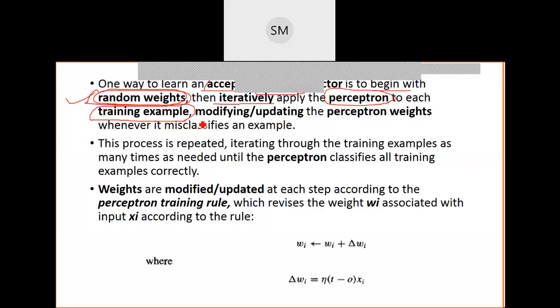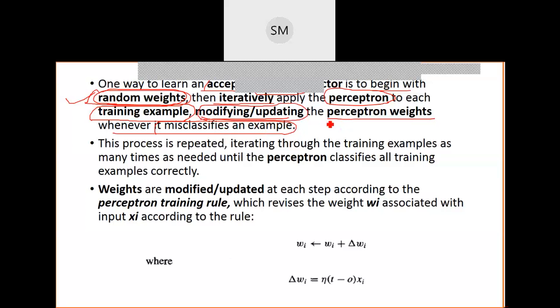And then in the third step, we modify or update the perceptron weights whenever it misclassifies an example. It means that if a positive training example is classified by mistake as a negative example, or a negative training example is classified by our perceptron as a positive example, that is a wrong output. If the system is misclassifying it, then we have to modify or update.